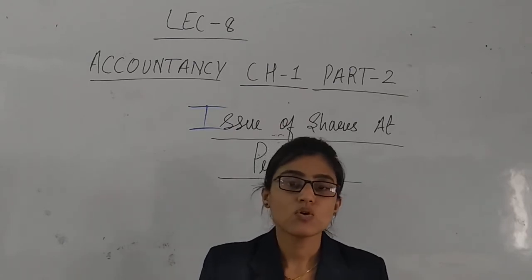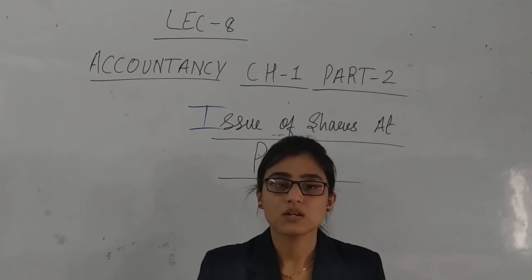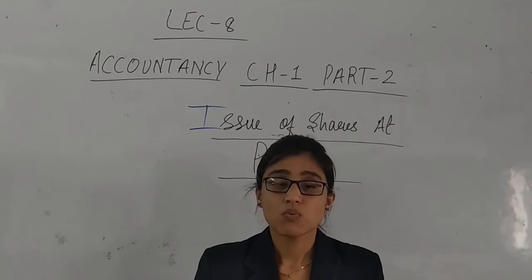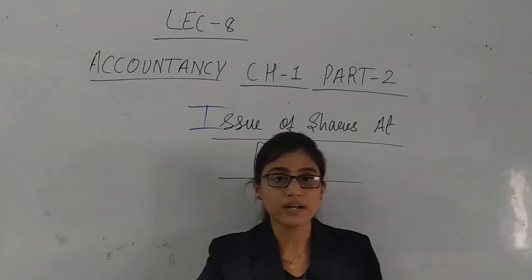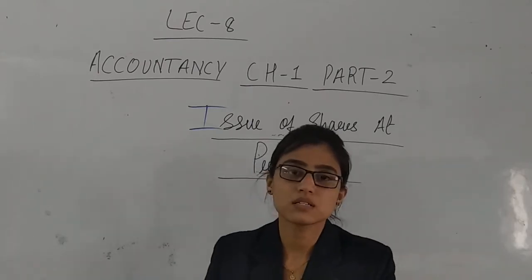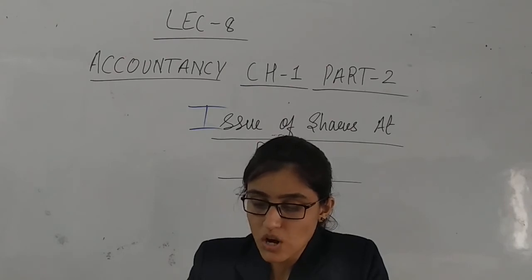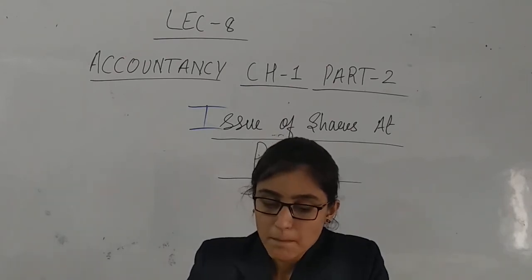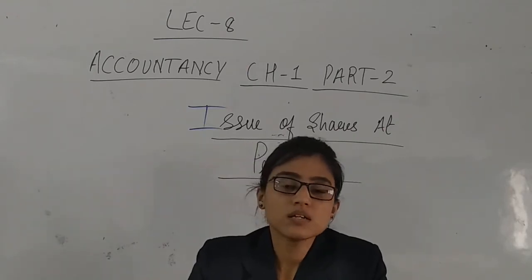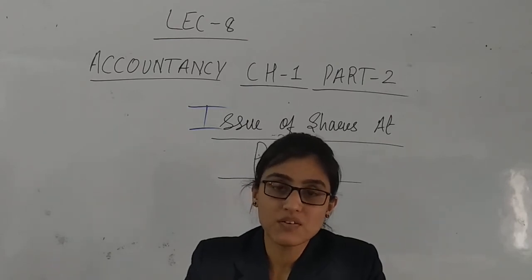Whenever the amount of premium is called with share application, how to deal with it? What is the journal entry that you are going to write during that time? The very first journal entry remains the same, which is when the amount of share premium is called with application money: Bank account debit to share application account. This is the same journal entry, just like we have understood previously.